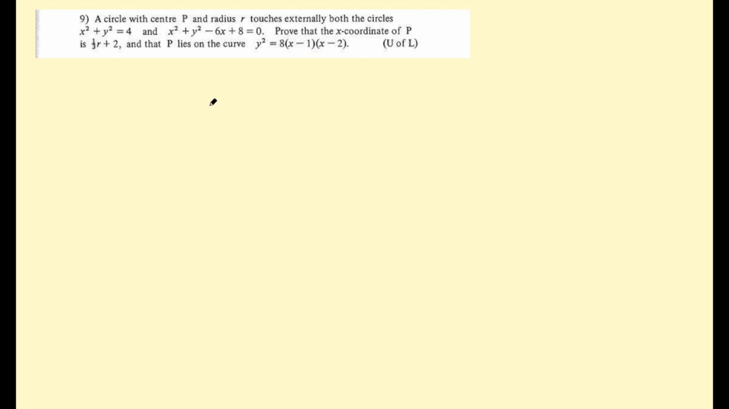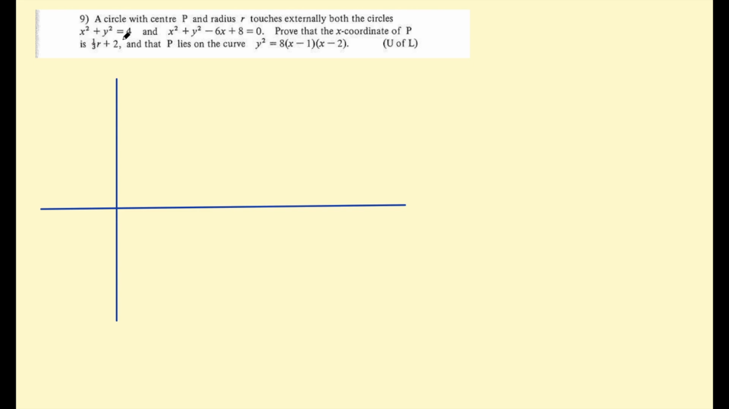First, I want to draw a diagram. This is usually where I start when I'm given a geometric question like this and it doesn't have a diagram. I'll draw one myself. So we have 2 circles. Let's draw up our x-y axis first. The first circle has a center at 0, 0. I can tell that straight from the equation.